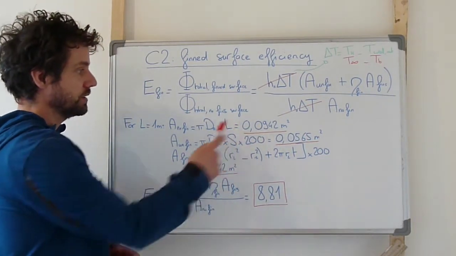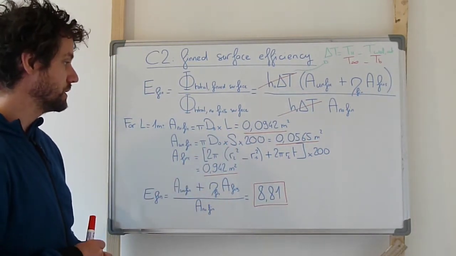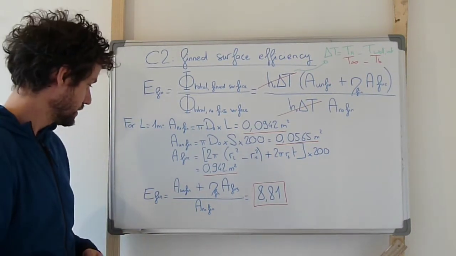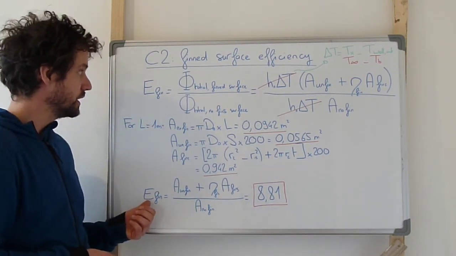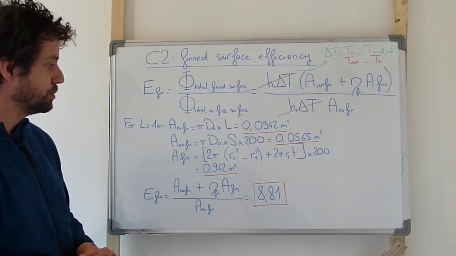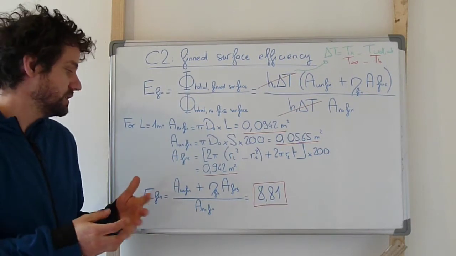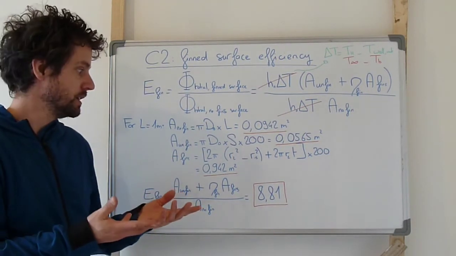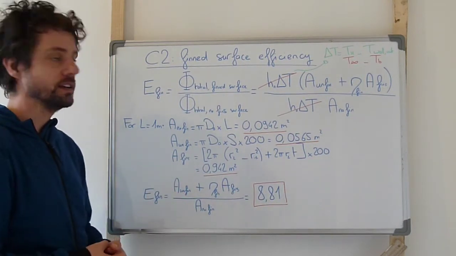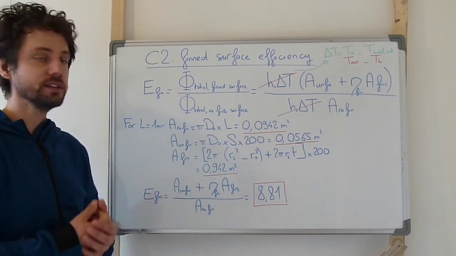And now that we have calculated all these three surfaces, we can calculate the effectiveness of the fin surface, and we find 8.81. So it means that our surface is now almost 9 times more effective than the outer surface we had before.